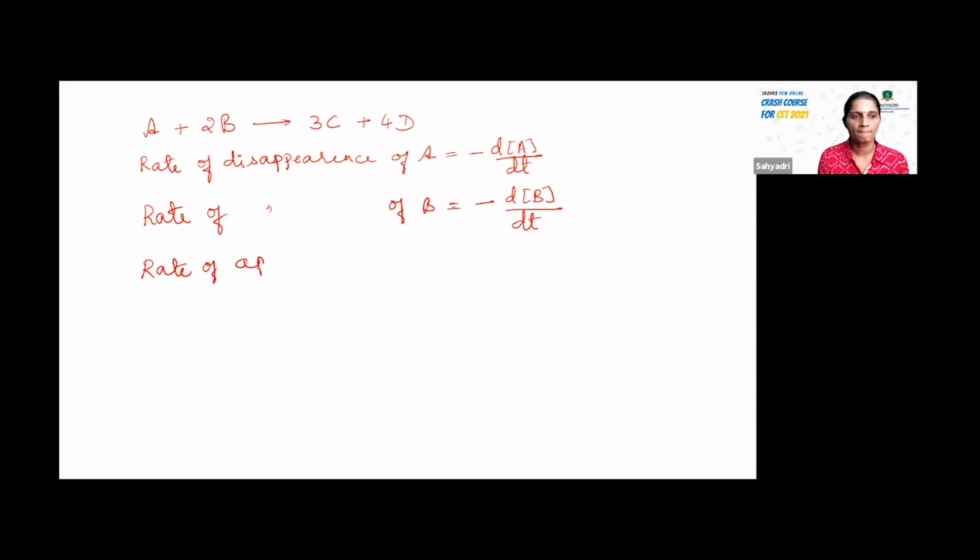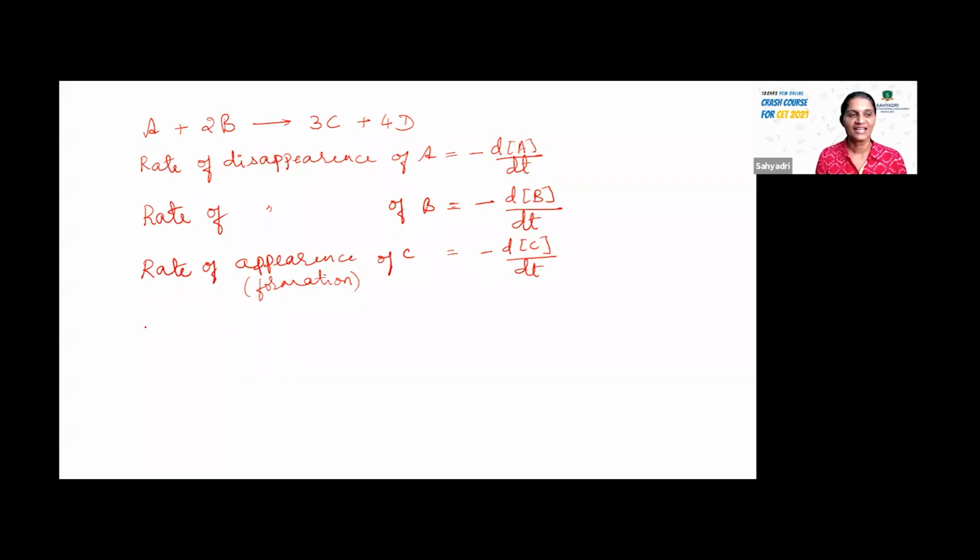Rate of appearance of C, or rate of formation, also we can write, okay? Rate of formation of C is equal to, what should I write? Minus d of concentration of C divided by dt.